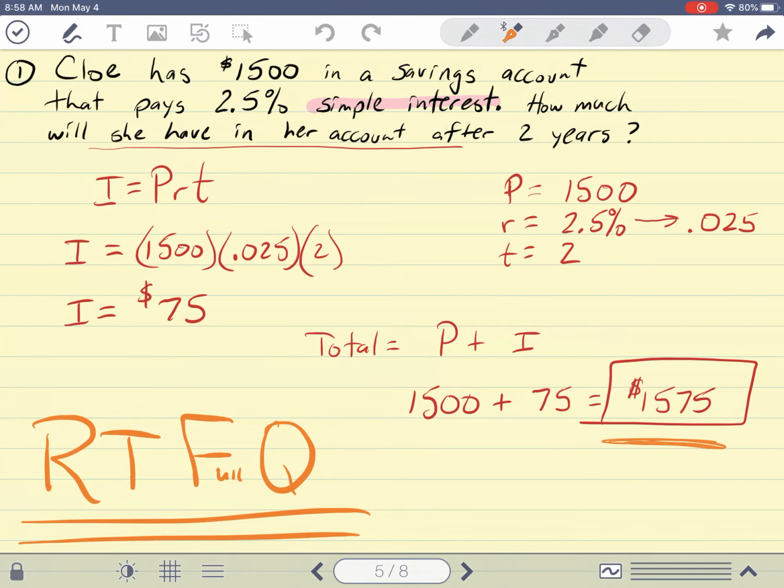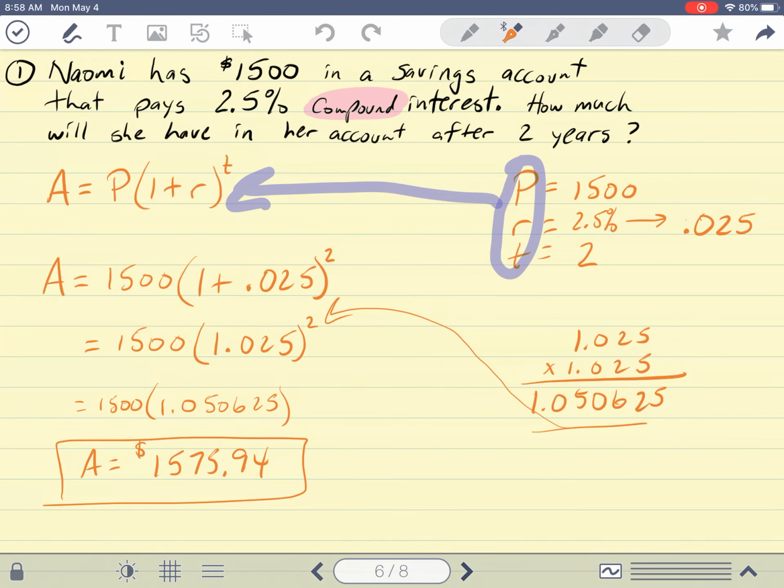How is that different than our simple interest? Well, Chloe's total after 2 years was $1,575. Naomi's got 94 cents more. Well, that's not much. You're right, it's not much, but it is more, and that's the point. It's difficult to see with these smaller values. And yes, I did mean to give you some crazy values like this because I wanted you to work these problems and see how important it is to get your multiplication down. But also next year when you have a calculator, it'll be so much easier.